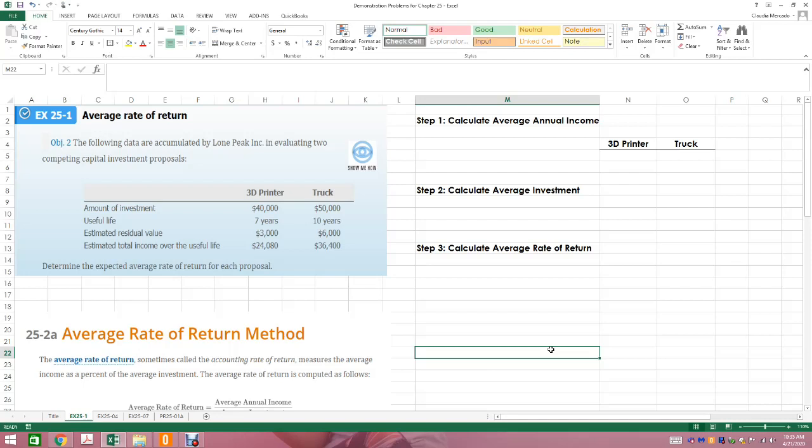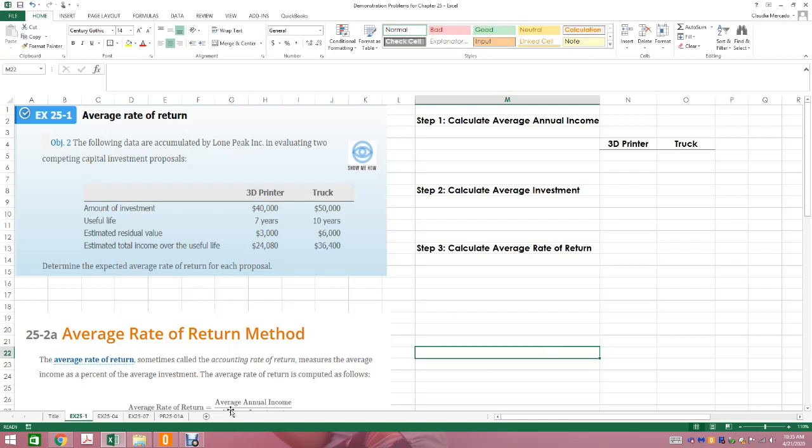So they give you the amount of the investment for each. So for the 3D printer, it's $40,000. For the truck, it's $50,000. The useful life, 7 years versus 10 years. The estimated residual value, that's the amount that this piece of equipment is going to be valued at after the useful life. So you can expect to sell this 3D printer for $3,000 or the truck for $6,000. That's the residual value. And then we have estimated total income over the useful life of $24,080 for the printer and $36,400 for the truck.